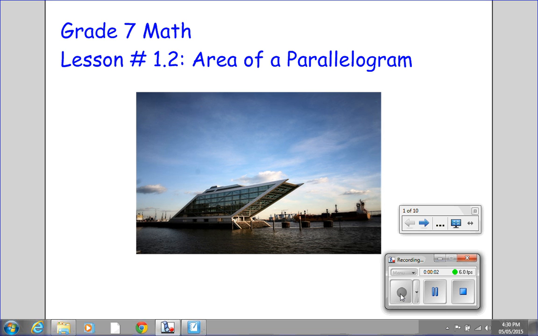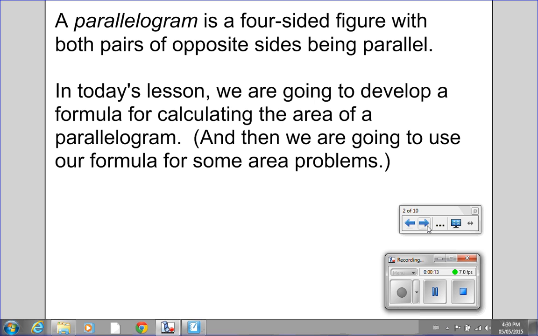Welcome back to Grade 7 Math, lesson number 1.2, area of a parallelogram. A parallelogram is a four-sided figure with both pairs of opposite sides being parallel. In today's lesson, we are going to develop a formula for calculating the area of a parallelogram, and then we are going to use our formula for some area problems.